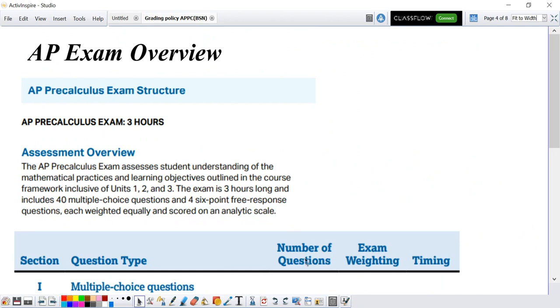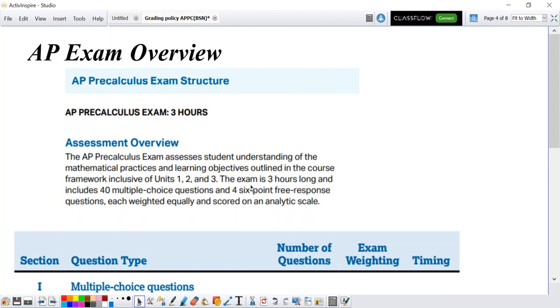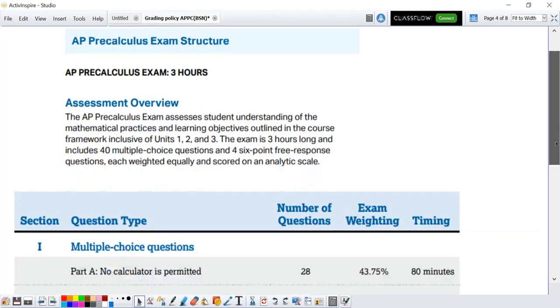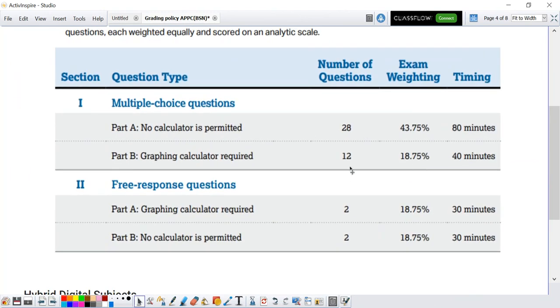So let's talk about the exam overview. It's a 3 hour long exam, covering the three units. There are 40 multiple choice questions: 80 minutes for no calculator, 40 minutes with calculator. And yes, students do need a calculator for this. Free response has 4 questions, which is only 1 hour long, with 2 questions with calculator and 2 questions without calculator.